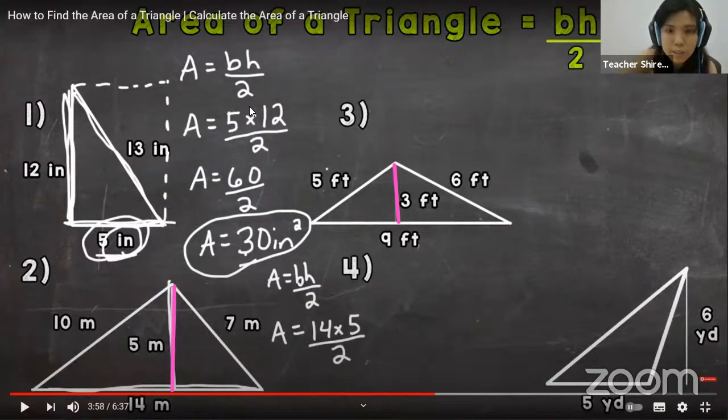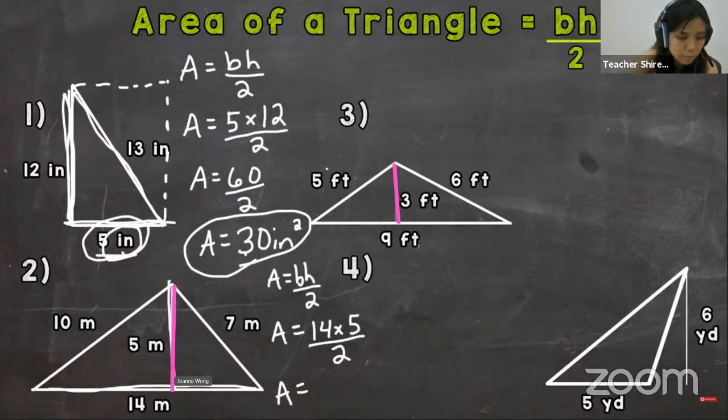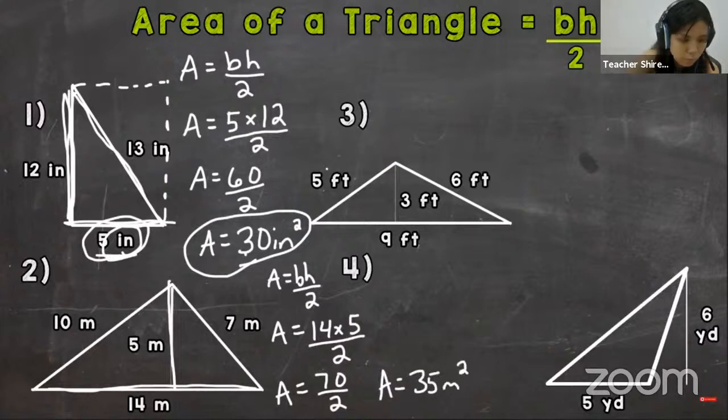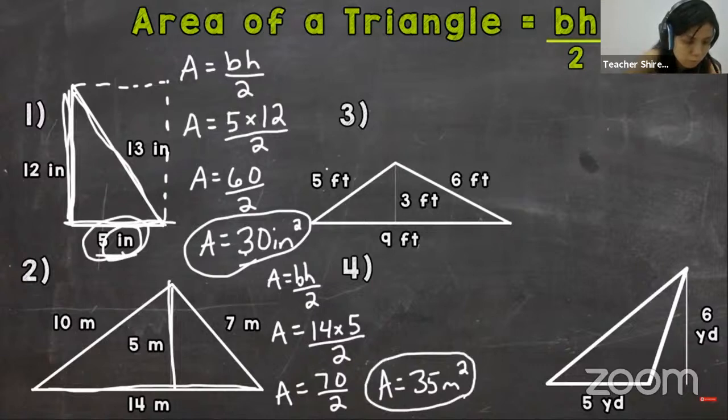So you remember, it's always the height and the base. The height and the base. So area equals, well, 14 times 5 is 70. And we need to divide 70 by 2 to get our area. So area equals 35 meters squared. And again, we use square units because there are 35 square meters, 1 by 1 meter squares that cover that triangle or fill that area or space.